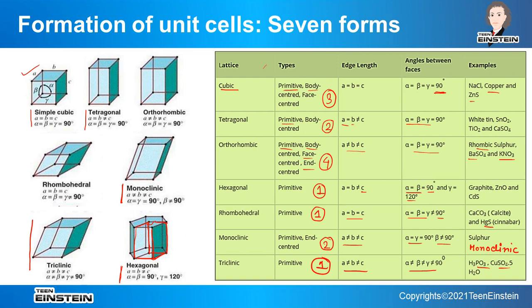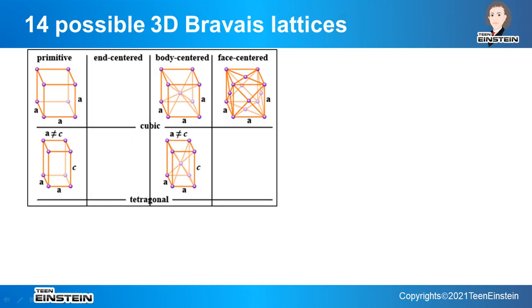That is, under cubic there is 3, under tetragonal 2, under orthorhombic 4, hexagonal 1, rhombohedral 1. You will see there is another name for rhombohedral. We will also see that, because in some books you may find it is mentioned in a different way. And monoclinic we have 2 types, and triclinic only 1. So 14 possible 3D Bravais lattices. So this name is basically coming from the scientist who discovered it.